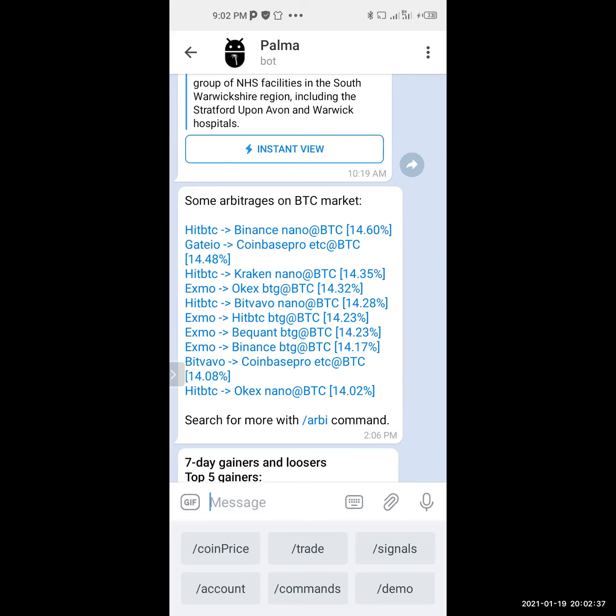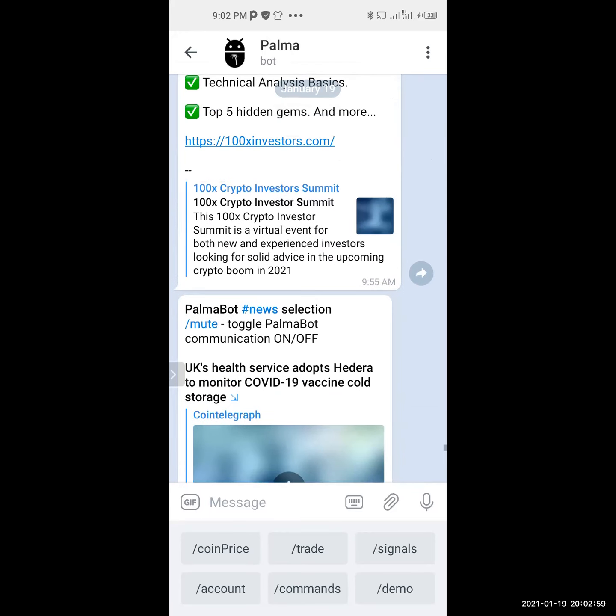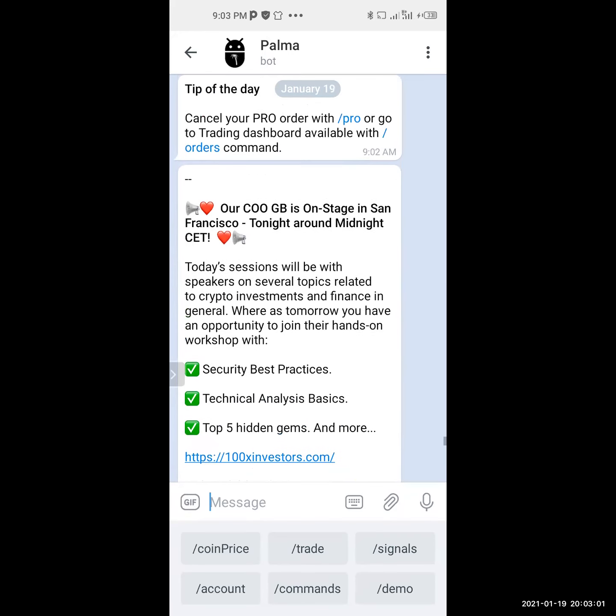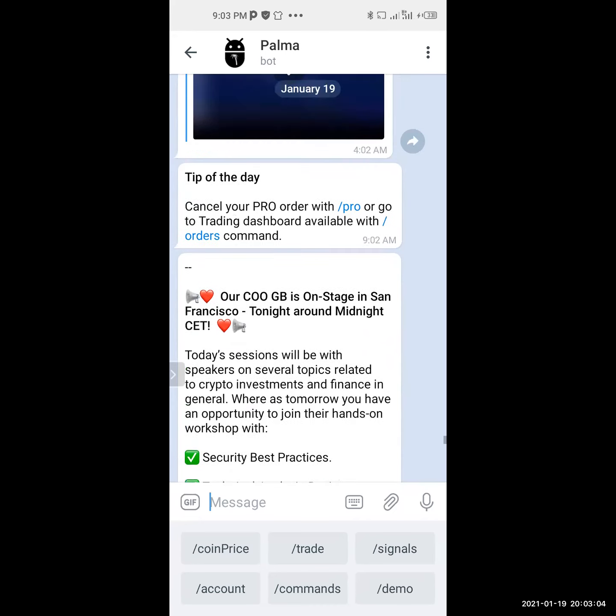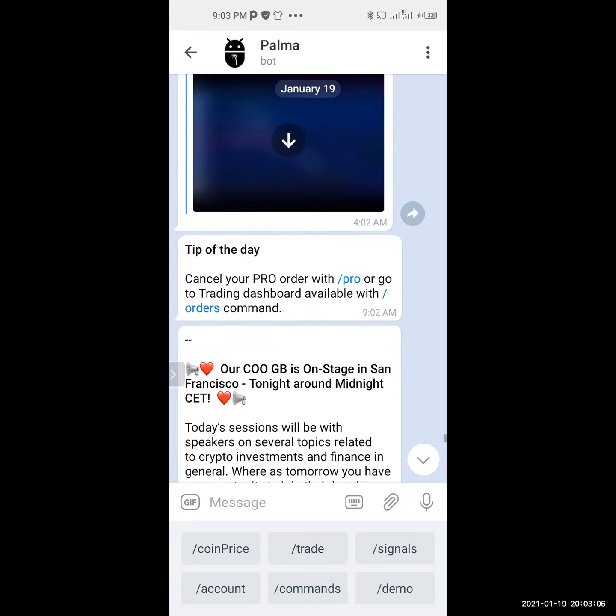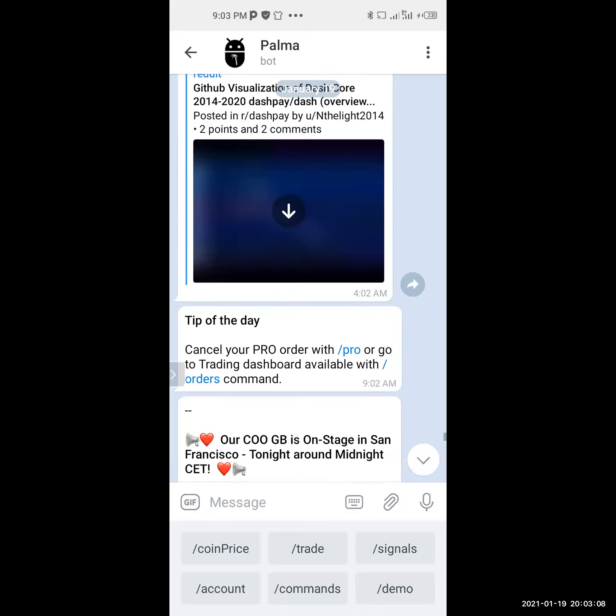So it means that if you buy Bitcoin on HitBTC and sell it on Binance Nano, you have a chance of making 40% in profit, as long as you do it within a particular space of time. So this bot can show you a lot of stuff. There are tips of the day, you can learn things here, and you can practice your trading.